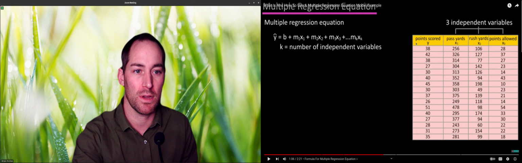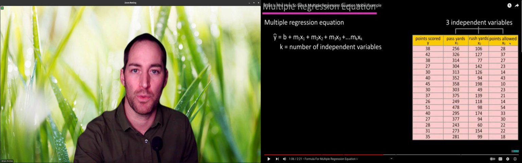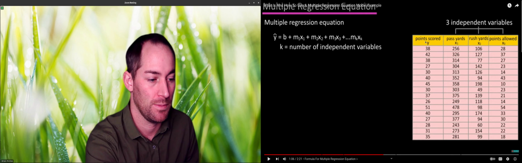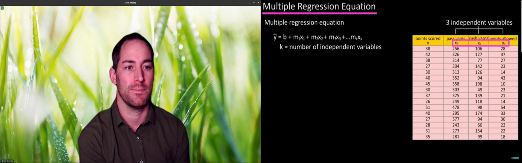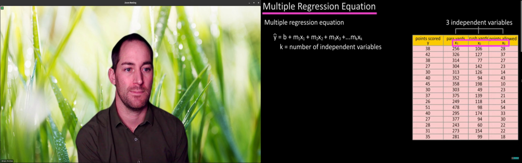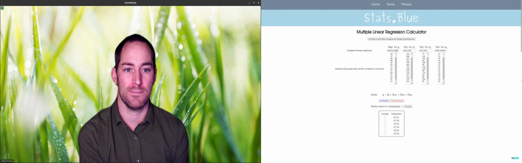So they're trying to look at points scored as y. I was mentioning there were 4 variables. They're using these 3 variables to predict this 4th variable. We have passing yards, rushing yards, and points allowed as the x1, x2, and x3 variables. Calculating a multiple regression equation is a bit complicated, so I used this online calculator, inputting the y variable and the x1, x2, and x3 variables.